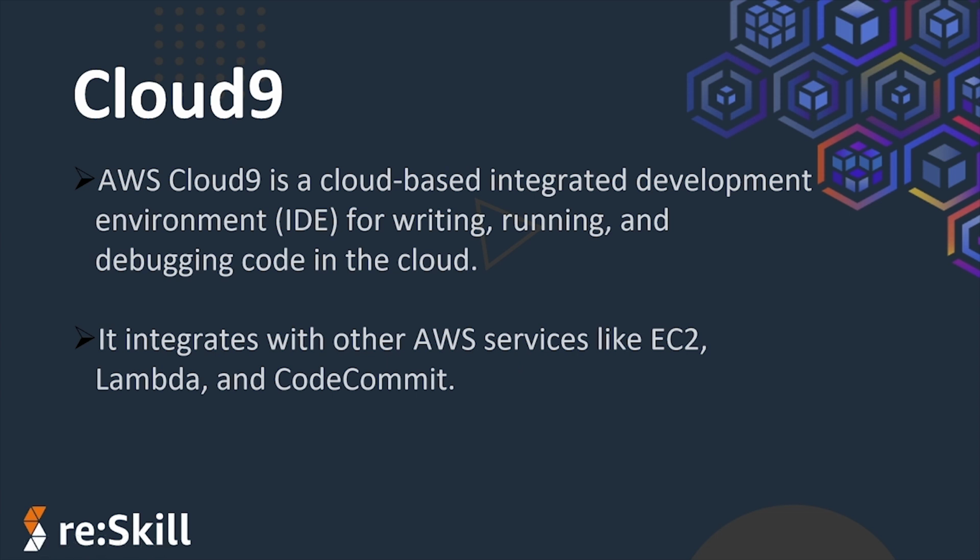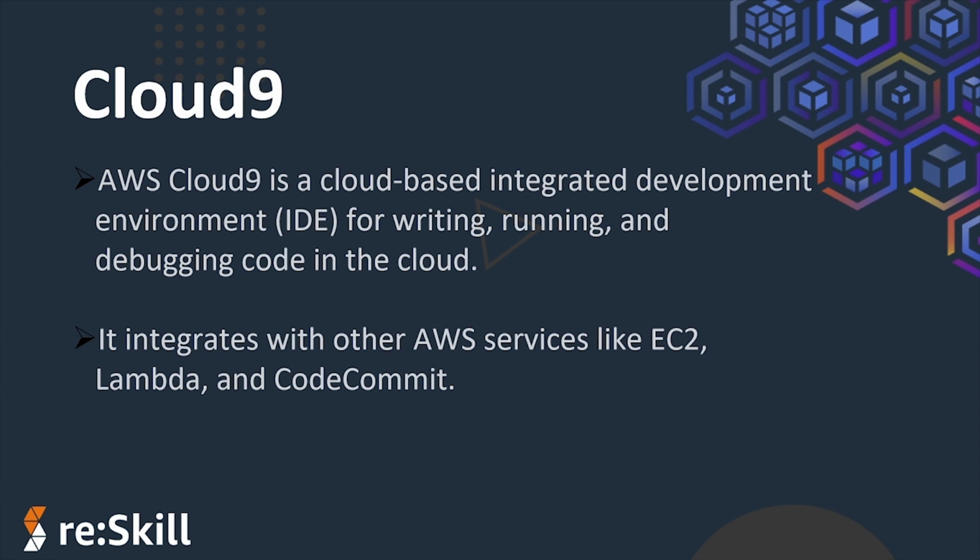With AWS Cloud9, you don't need to worry about setting up your development environment on your local machine. It comes with Python, Node.js, Java, anything, pre-installed. Cloud9 provides a full-featured IDE with advanced debugging tools, code highlighting, and Git integration. It integrates with other AWS services like EC2, Lambda, and CodeCommit. This makes it easy to create and manage your resources without leaving your IDE.